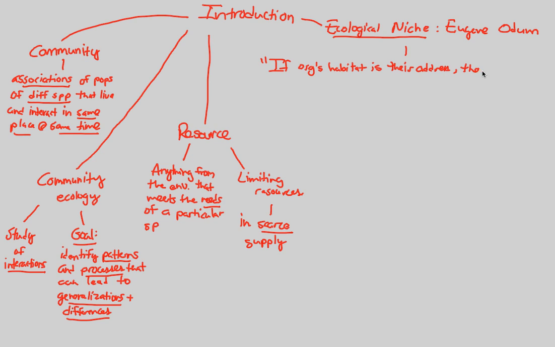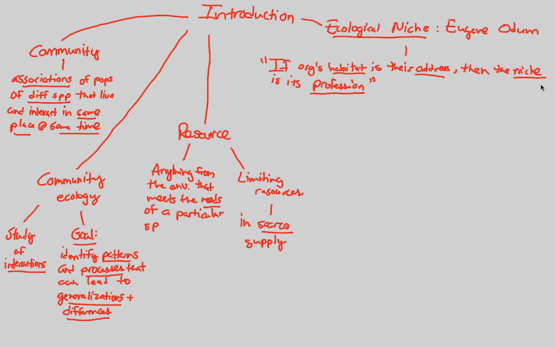then the niche is its profession. So you live in a certain place and you have a certain job within that certain place. So the habitat is the address, the niche is the profession of the organism. A very simple way of thinking of a very powerful idea in community ecology.